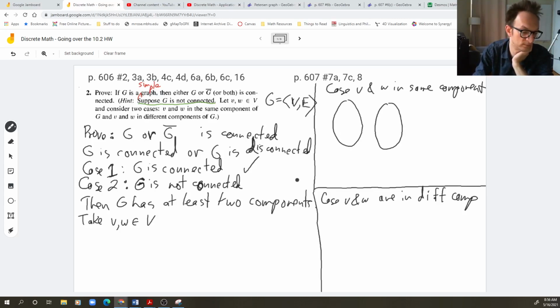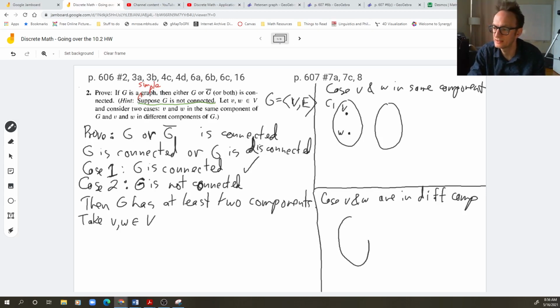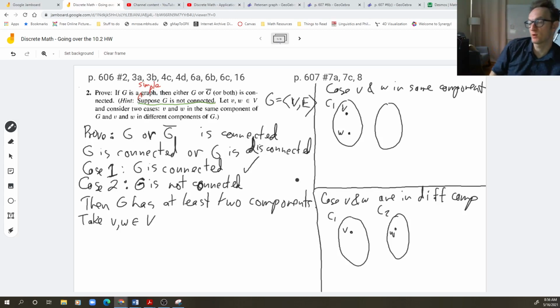So here is component 1, and here is V, and here is W. Okay, great. And now there is this other picture in which you have two components, C1 and C2, and V and W are in different components.